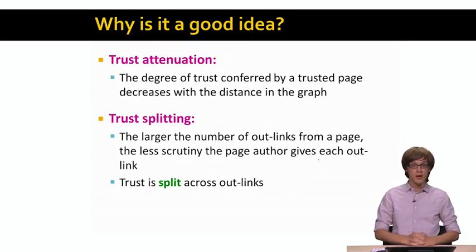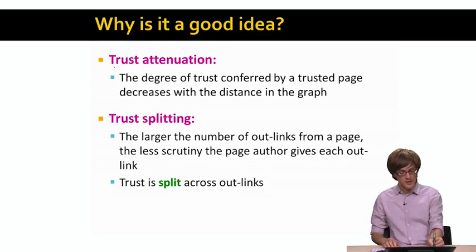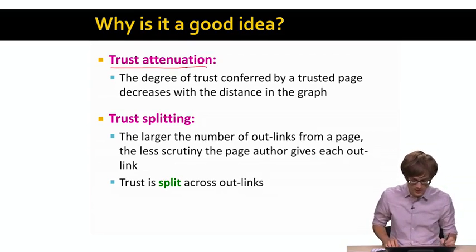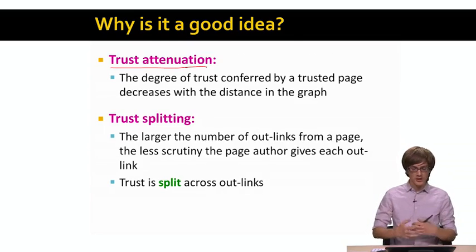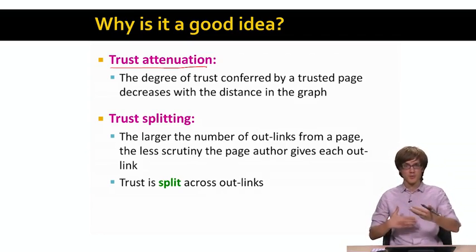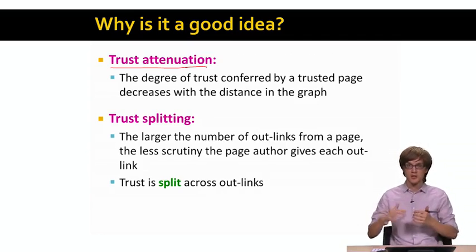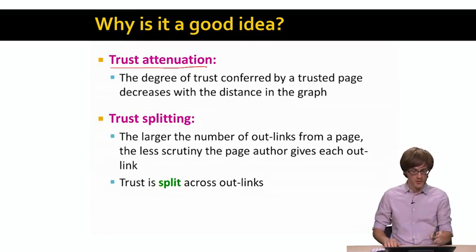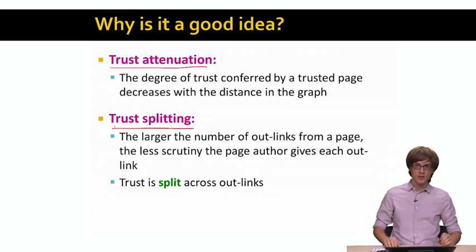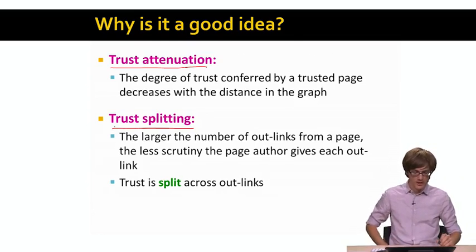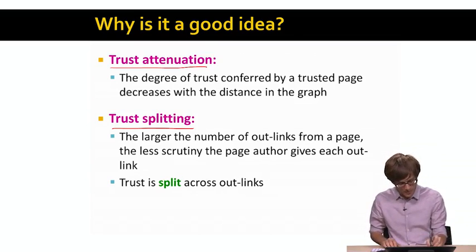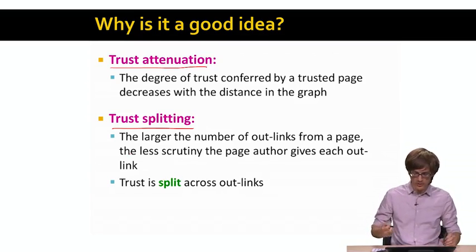So let's first talk about why this idea of personalized PageRank score from a given trusted set of web pages is a good idea to detect link spam. The first notion is trust attenuation, where the degree of trust conferred by a trusted page decreases with the distance from that page in the graph, right? The farther away a given page is from the trusted set of pages, the lower the trust it receives will be. Another important notion that also works in our favor is trust splitting, where the larger the number of outlinks from a page, the less scrutiny a page author gives to each outlink.